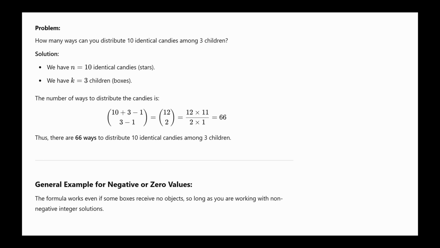Let's take a look at this example: how many ways can you distribute 10 identical candies among 3 children? I have to distribute 10 candies among 3 children. There is no condition that each child should get 1 or not. That means I can give all 10 candies to one of the children, or I can give 5 candies to 2 children and 0 candies to 1 child. Those cases are also possible. So again we use this formula n plus k minus 1, where our n is 10 and our k is 3. So this becomes 12 C 2, and this is how we find the answer.